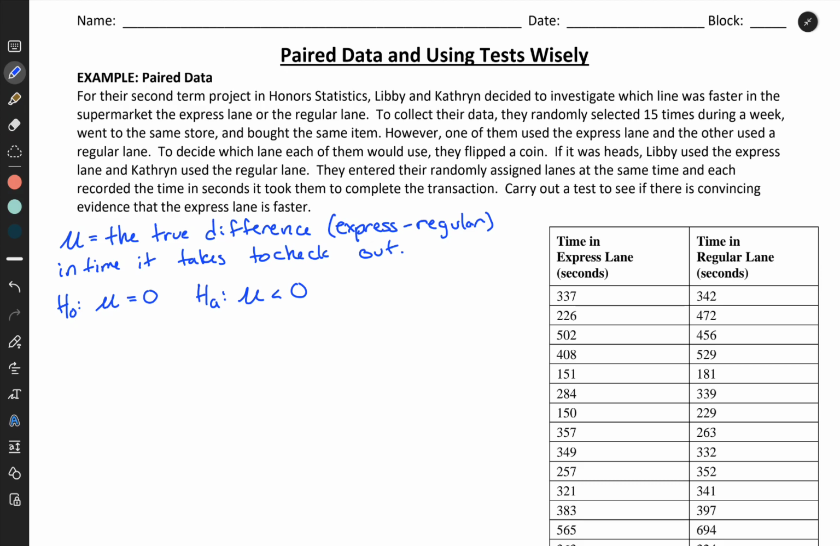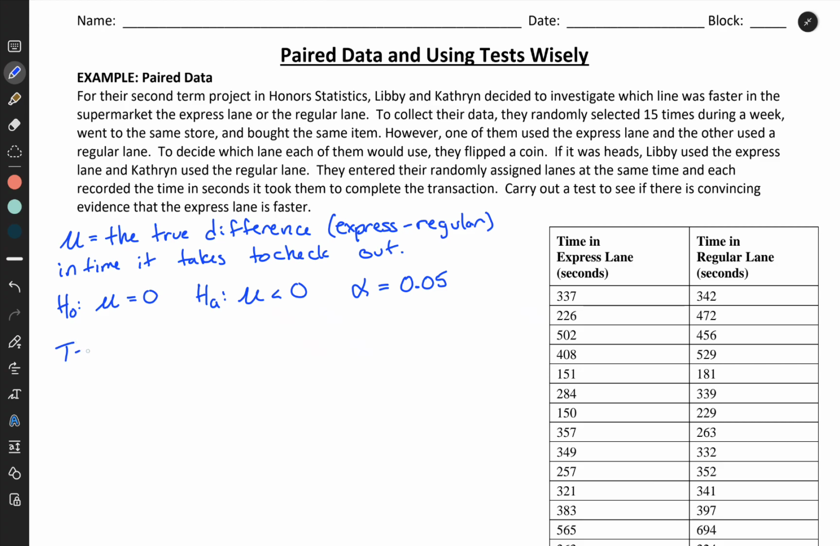If you were to take regular minus express and flip that, then obviously our alternative would also be flipped. Now our mean would have to be greater than 0. So our significance level is the last thing we need to include up in our statement. Since it doesn't tell us what to use, we'll assume 0.05. All right, let's go ahead and set up our plan next.